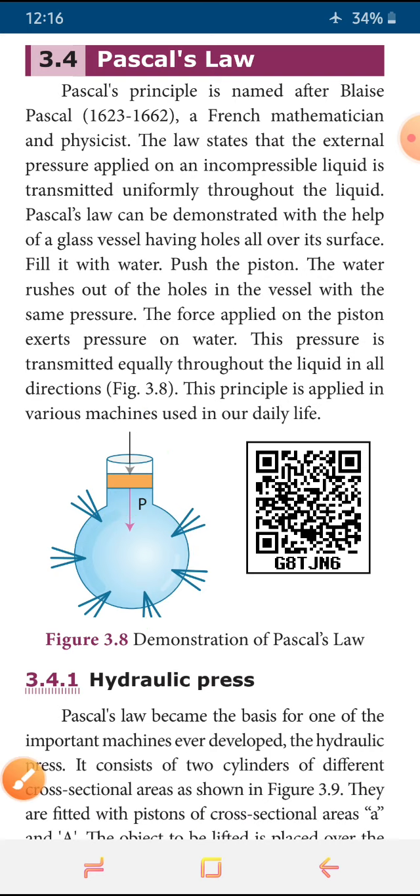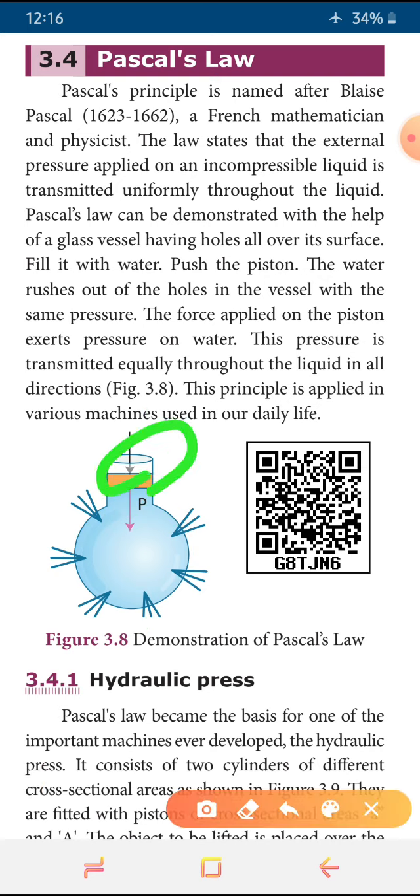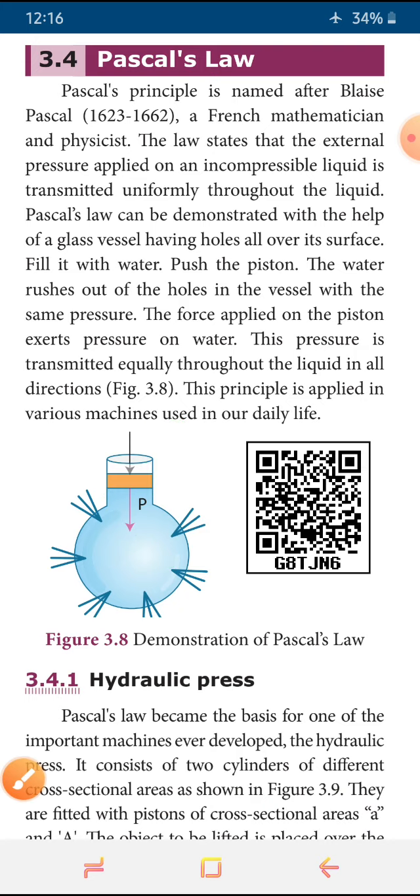So we are giving pressure only at this top. Now due to the pressure, this piston is moving down. While moving down, the water comes out through the holes with equal pressure. So the applied pressure at only one portion is transmitted equally throughout the liquid. This is called Pascal's law. So where we apply pressure in a liquid, that pressure is transmitted equally throughout the liquid. This law is called Pascal's law. This is the demonstration given. It's a very simple experiment.